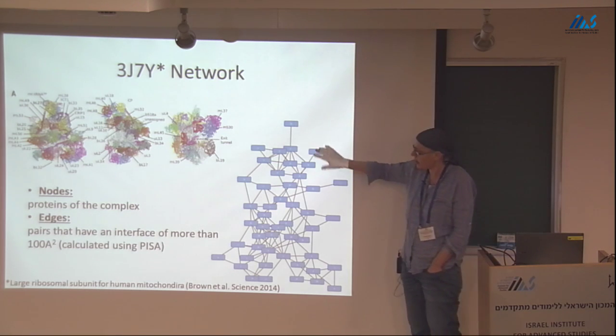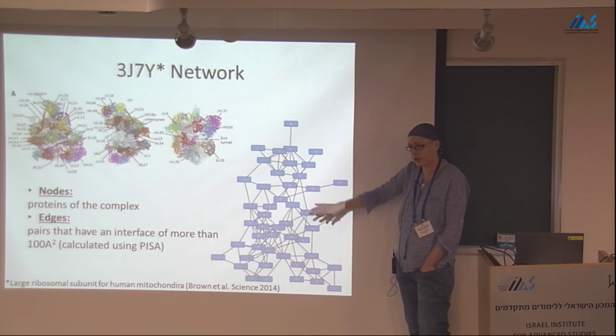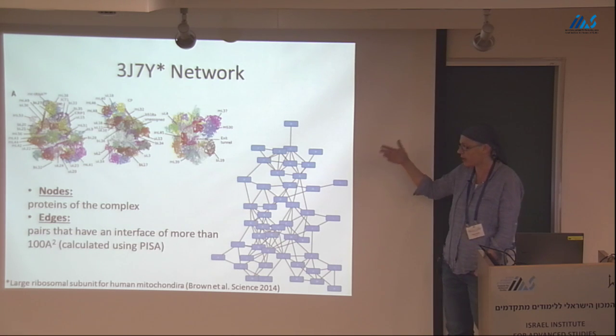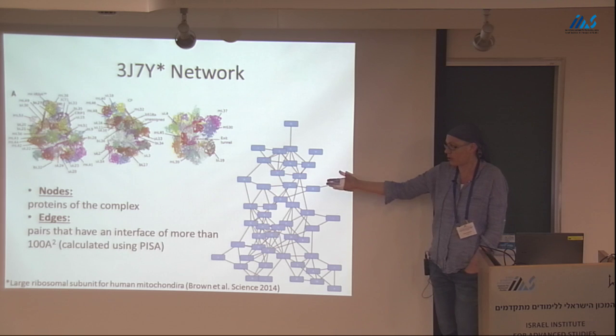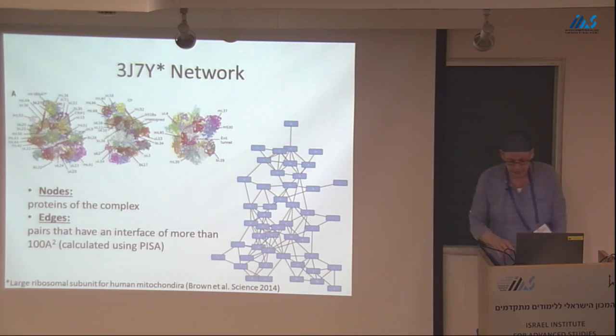Sergei visualized it as a network. It has 48 proteins. So these are 48 nodes, and they're connected to each other in every instance where the two protein chains have an interface which is greater than 100 angstrom square. This is calculated by another piece of software, which is not ours, PISA, by Henrik and Chrisino.